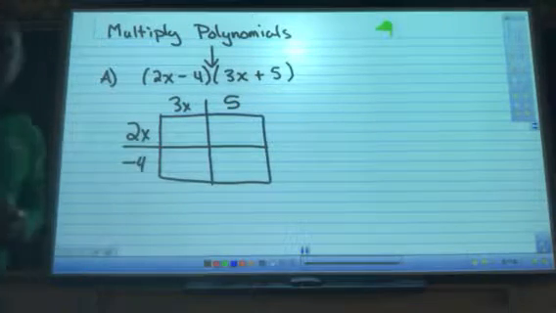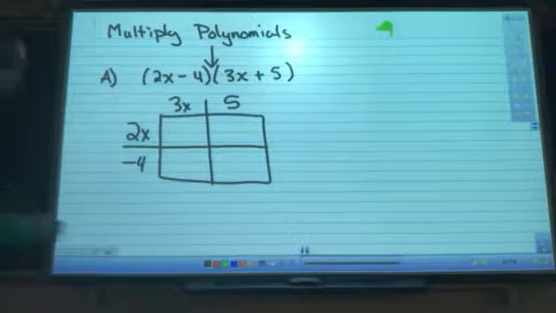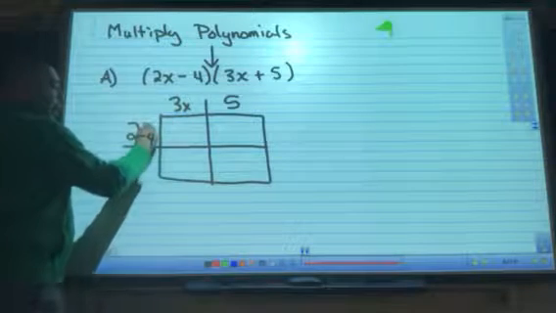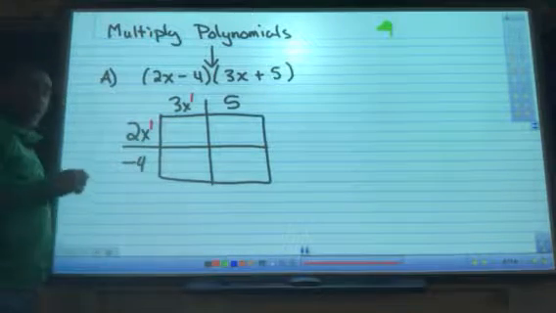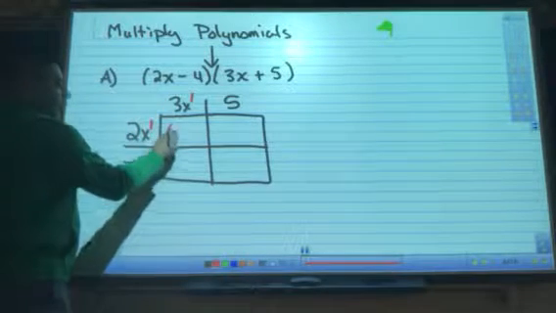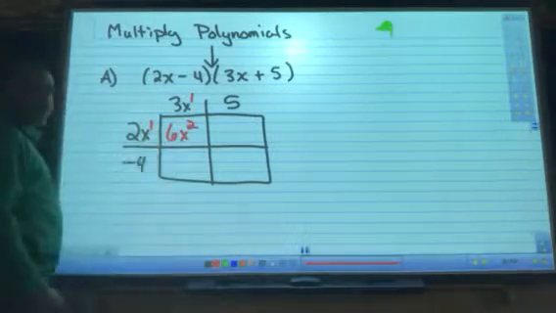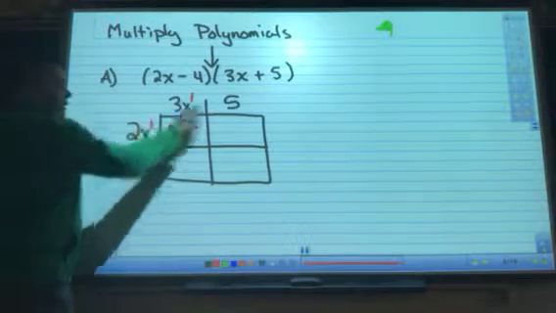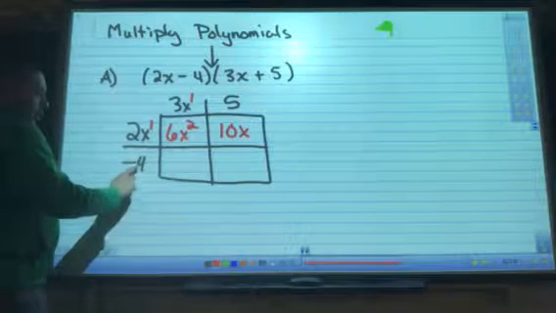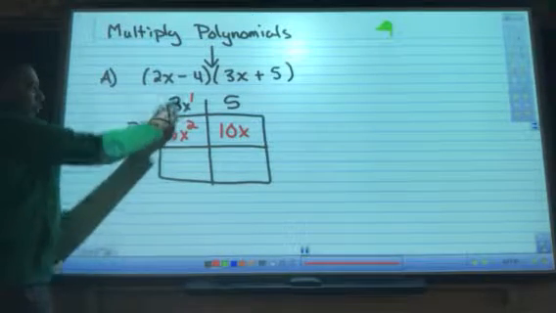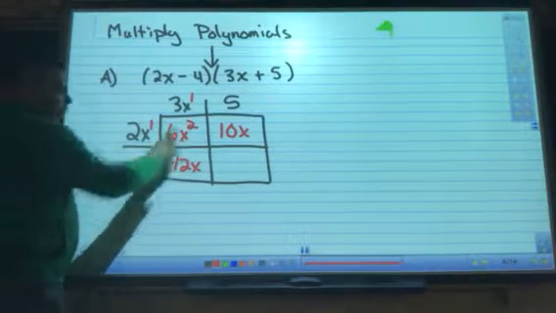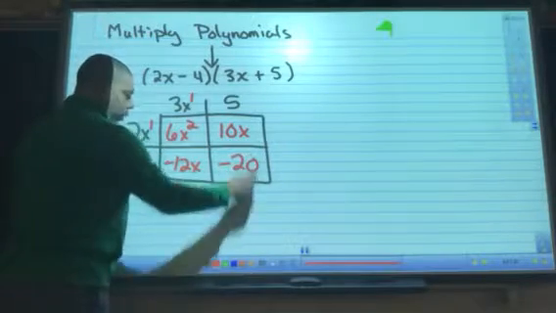And then we have to do all of our multiplications. Now remember, when you're multiplying same bases, x's, we have to remember to add their exponents. And sometimes it's helpful to put the 1s on them so that we see that. So 2x times 3x is 6x to the second power. Now I have 2x times 5. That is 10x. Now I'm moving on to my negative 4. Negative 4 times 3x is negative 12x. And negative 4 times 5 is negative 20.